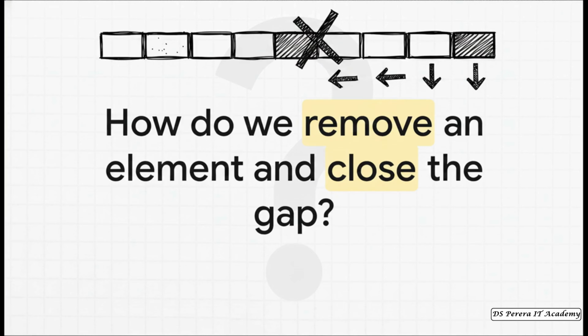So the big question for us as programmers is this. What is an efficient way to find the item we want to remove, get rid of it, and then close that gap by shifting all the elements that came after it one spot to the left?